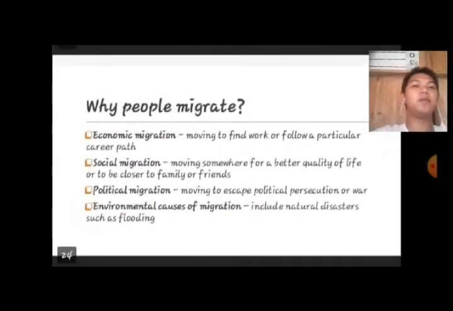Why do people migrate? Economic migration, moving to find work or follow a particular career path. Social migration, moving somewhere for a better quality of life or to be close to family or friends. Political migration, moving to escape political persecution or war. Environmental causes of migration include natural disasters such as flooding.